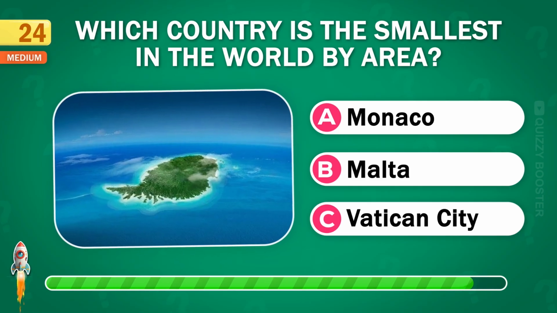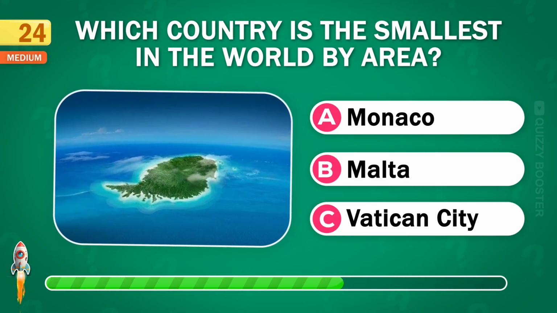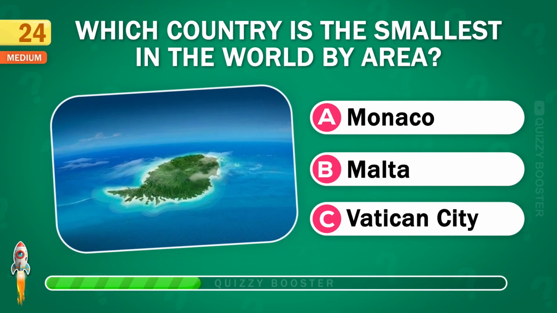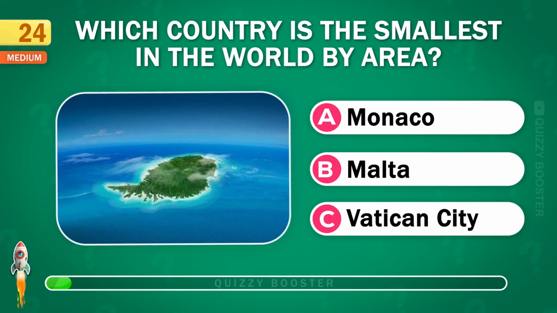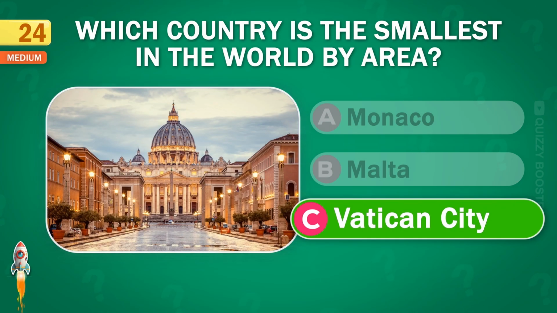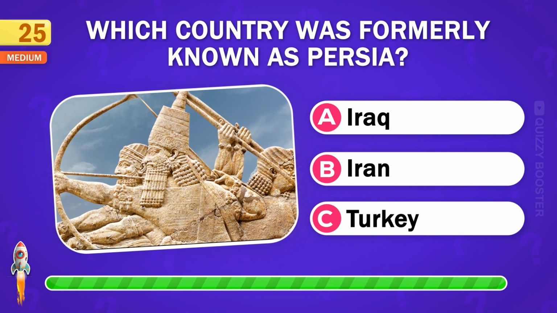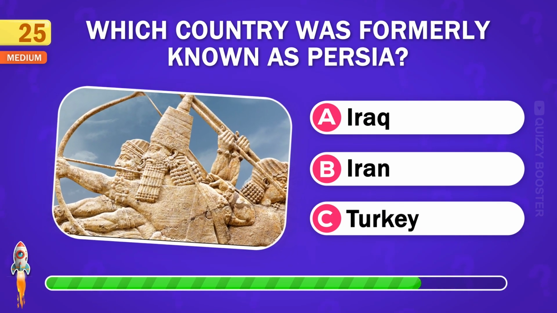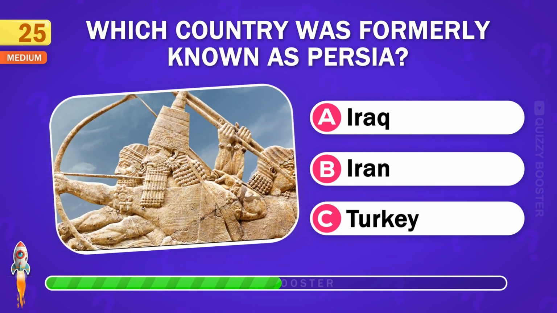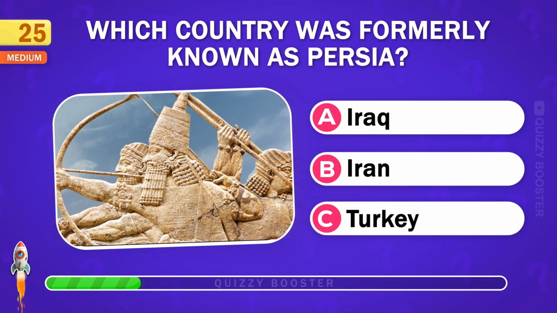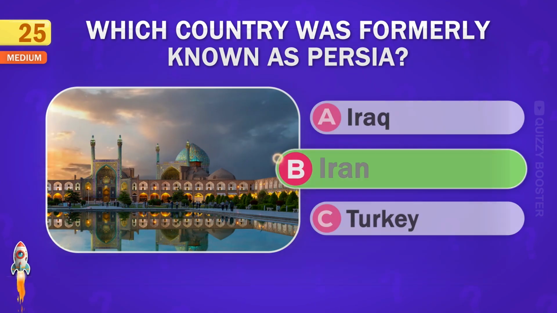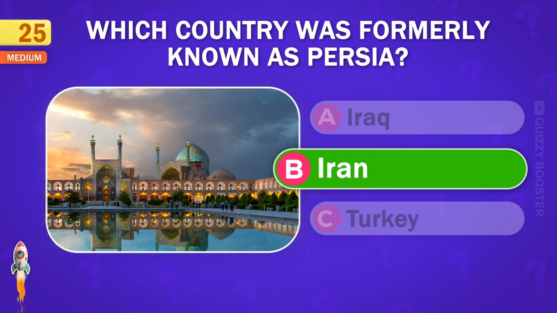Which country is the smallest in the world by area? Vatican City. It covers less than 1 square kilometer. Which country was formerly known as Persia? Iran. It changed its name from Persia in 1935.